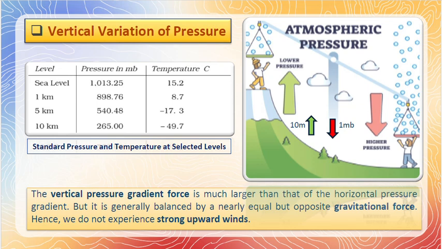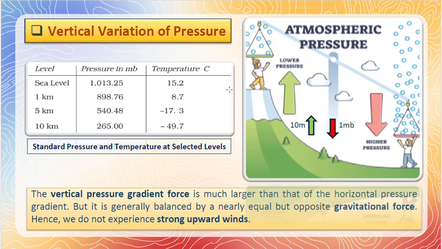So here is one table given in NCERT. In that, at sea level atmospheric pressure is 1013.25 millibar. And what is millibar? Millibar is the measurement unit of atmospheric pressure. Understand?